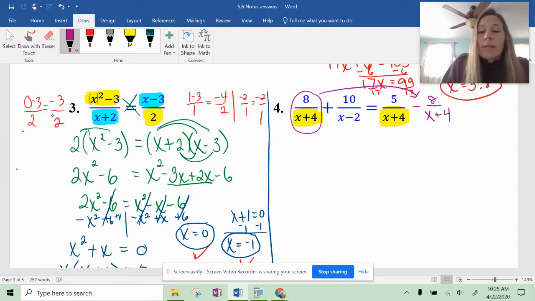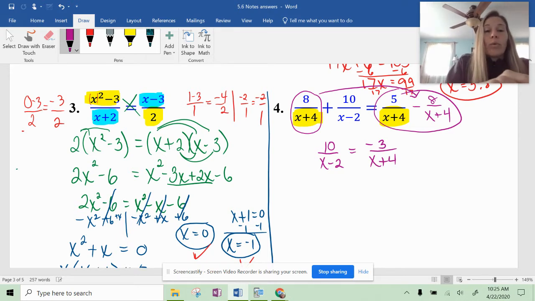So now on the left side of my equation, I have 10 over x minus 2. And on the right side, I'm going to combine these two. So 5 minus 8 is negative 3, and that's over that common denominator of x plus 4. And now at this point, I would want to cross multiply.